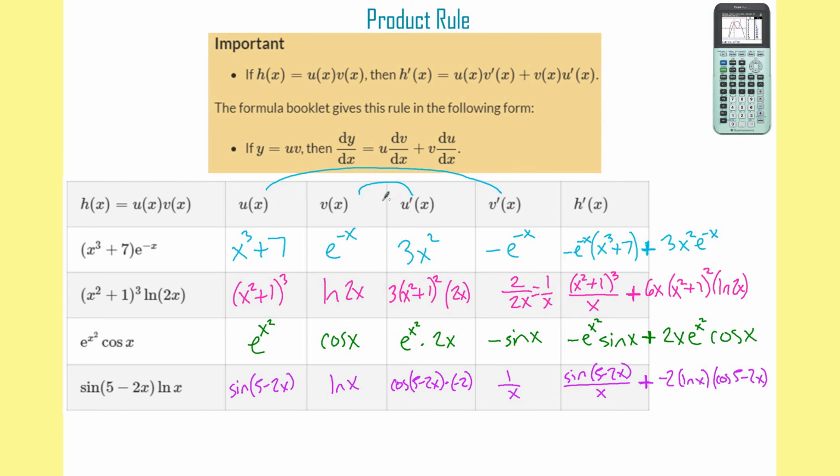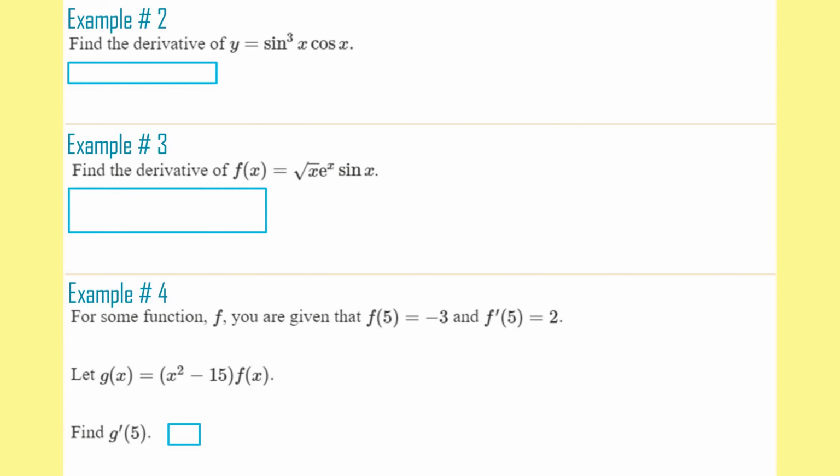Identify your left and your right side, take the derivative of each, mix and match them. Notice it's u and v prime, v and u prime. Then you just add them together. Oh, I meant to do the examples first and then do the chart, but that's fine. All right, so now think about these. Why don't you guys give these a whirl? Again, identify the left and the right side.